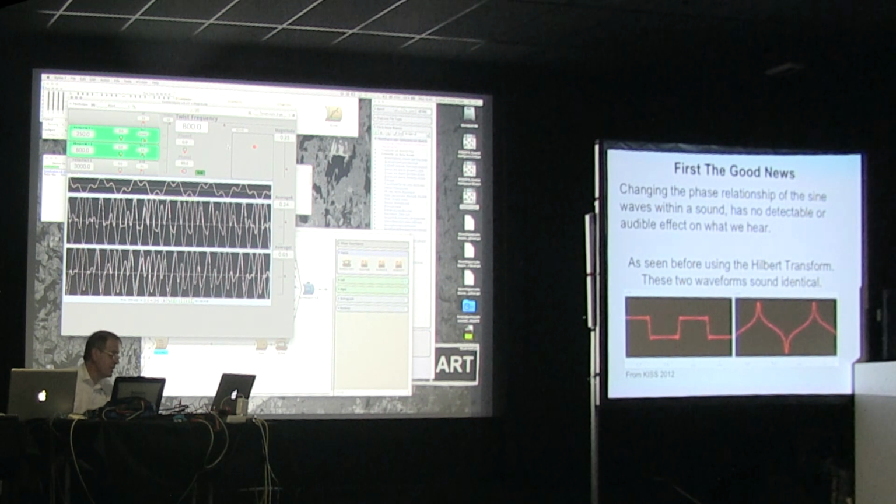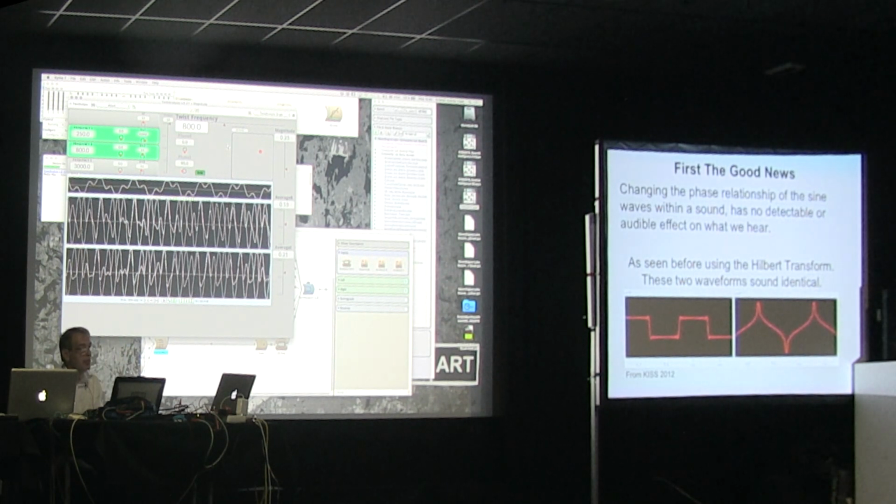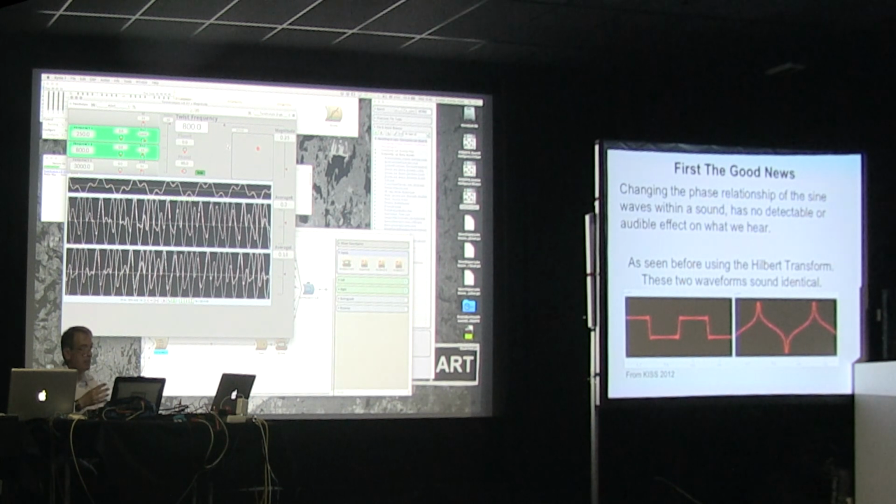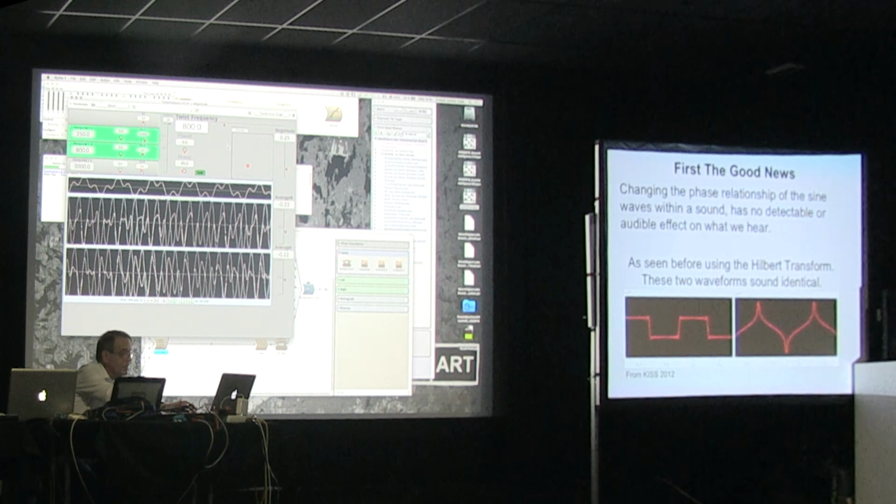I don't know if anyone was at the KISS 2012, where we showed these two waveforms, and they were indistinguishable from each other. One was a square wave, and one was a square wave where all the harmonics had been shifted by 90 degrees. But to us, we can hear it. And you could even put really complex sounds with percussive and all that sort of stuff through the Hilbert transform, which shifts all the phases by 90 degrees, and we cannot tell the difference. So that's a good thing about it. That means we can do whatever manipulation we want to do.